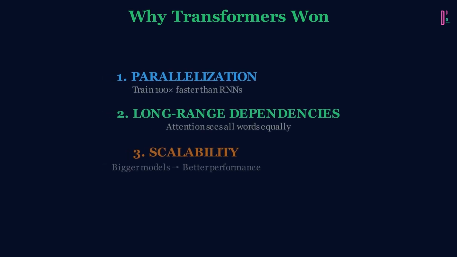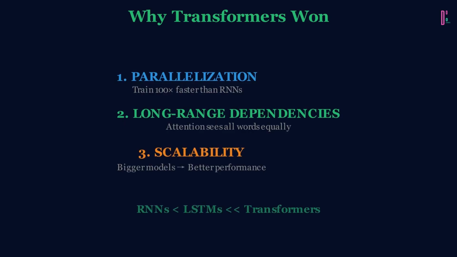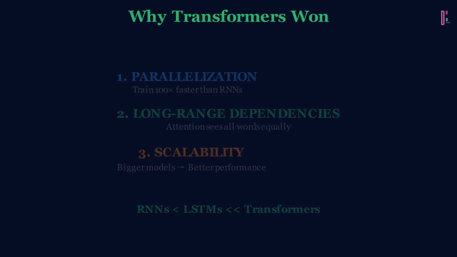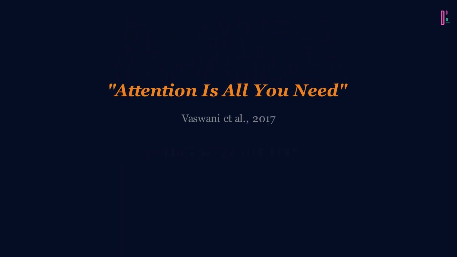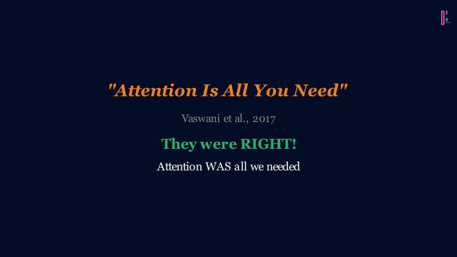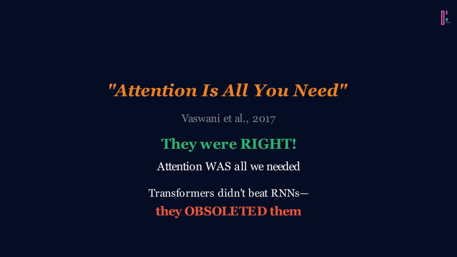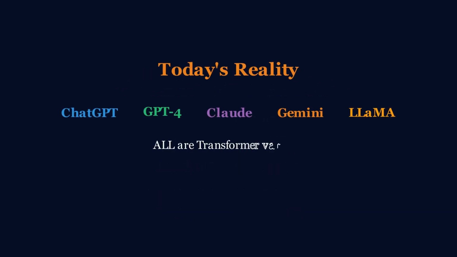Why did transformers win? Parallelization means faster training. Attention captures long-range dependencies better than LSTMs. Scalability. Bigger models keep improving. The paper title was prophetic. Attention is all you need. They were right. Transformers didn't just beat RNNs. They obsoleted them. Today, every cutting-edge language model is a transformer variant. You've just understood the architecture that powers modern AI.